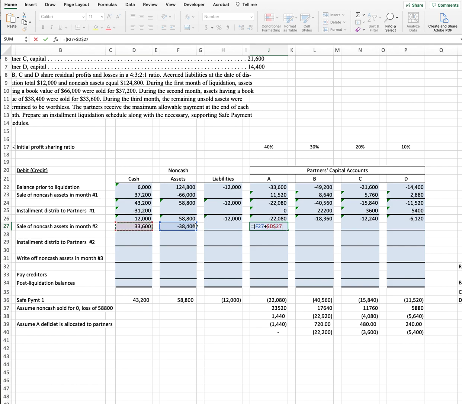And I should have done an absolute cell reference so that we can multiply it by the percentage. And we want that in the positive. Okay, now we're going to paste that over. And we can do our totals again. So we're going to paste these all the way across.